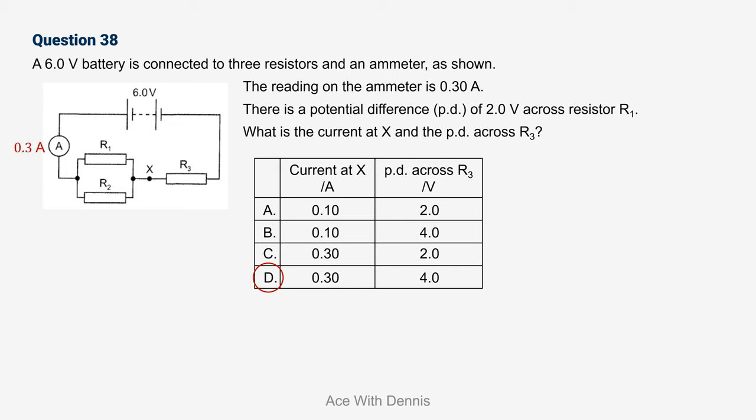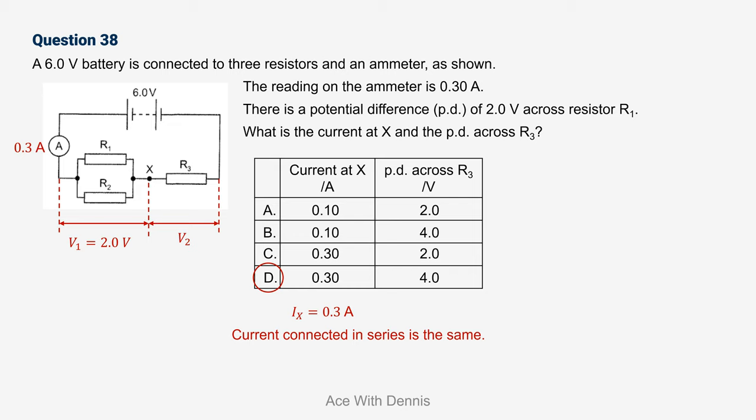So given that the reading on the ammeter is 0.3 amps, then IX will equal 0.3 amps as well, because current in series is the same. Next, given that the PD across R1 is 2.0 volts, I want to calculate the PD across R3. Since V1 and V2 are connected in series, V1 plus V2 equals 6 volts, which is the voltage of the battery. The V1 is 2, then the equation becomes 2 plus V2 equals 6. Hence, V2 equals 4 volts.